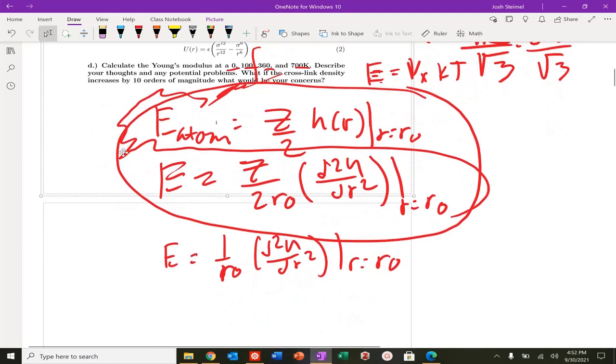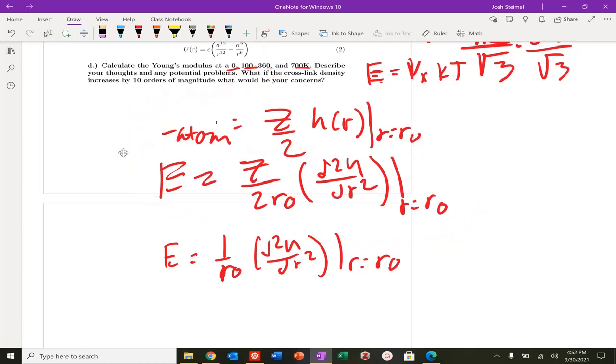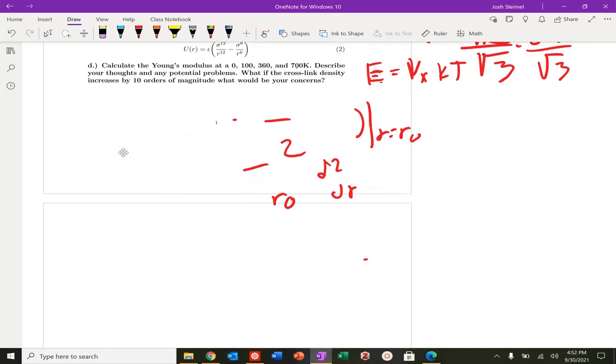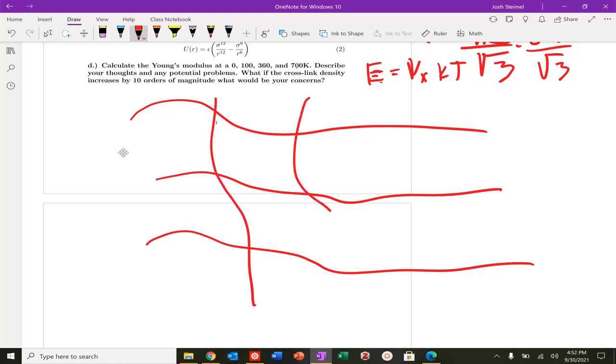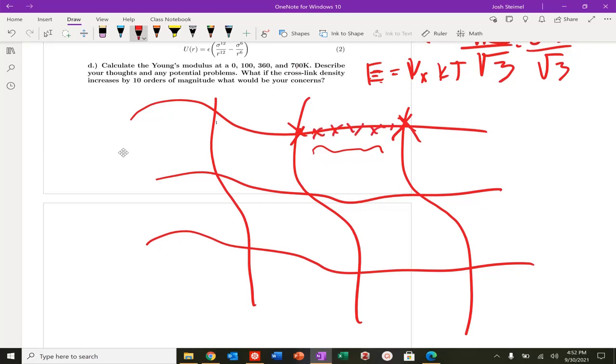Excellent. What if the crosslink density increases by 10 orders of magnitude? What would be your concern? So the first concern is that if I increase my n sub x too much, one of the key assumptions that we had for rubber elasticity was that in our cross-linked rubber, in between our crosslinks, which could be permanent chemical or physical crosslinks, this chain was able to wiggle around and we could behave Gaussian. If I add 10 orders of magnitude more crosslinks in here, this is not going to work.